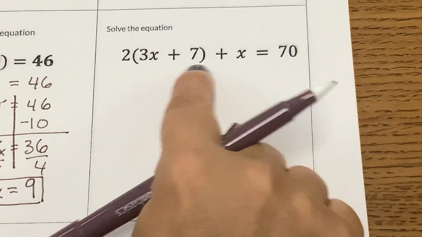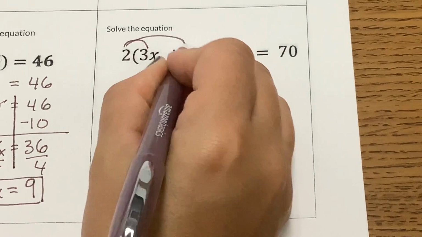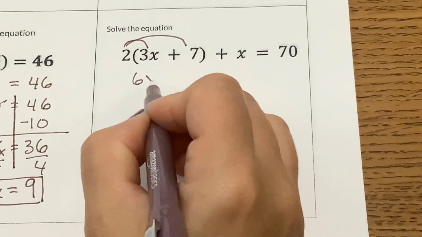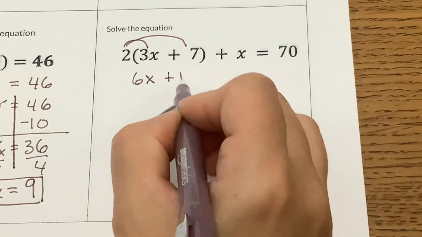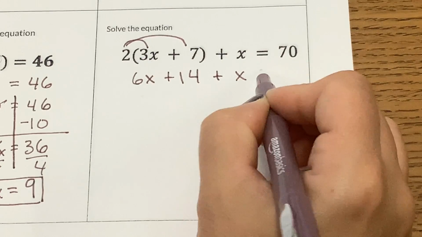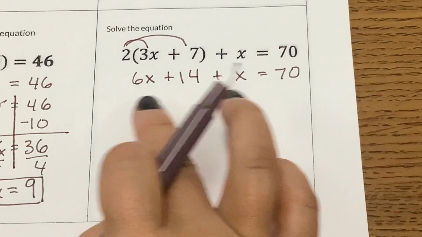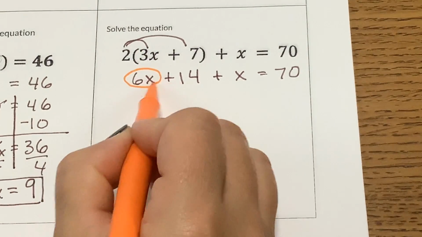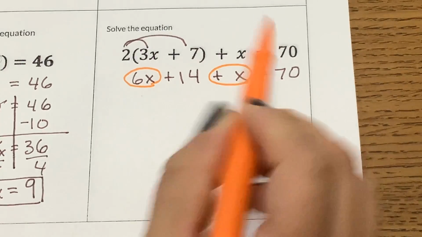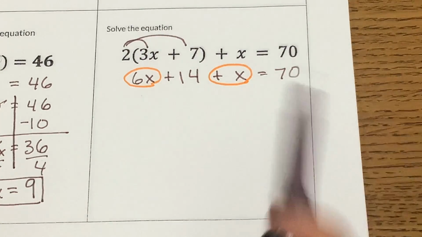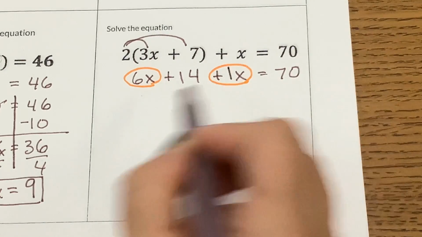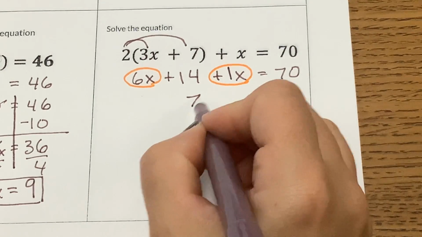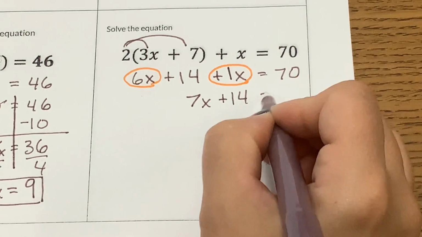This example starts with parentheses, so we are going to distribute that 2. 2 times 3x is 6x, and 2 times 7 is 14. Bring everything else down. Try to keep everything in line, so space out your work the way this is spaced out. From here, we ask ourselves, are there like terms? Okay, so we have 6x and an x on the same side as each other. So we will combine those together. This is an understood 1, so 6 and 1 is 7x. Bring down the 14 equals 70.